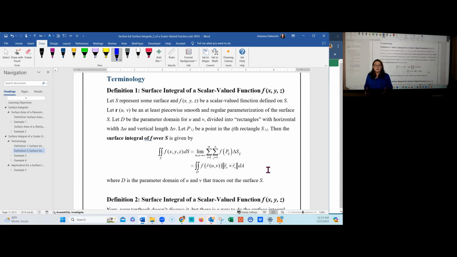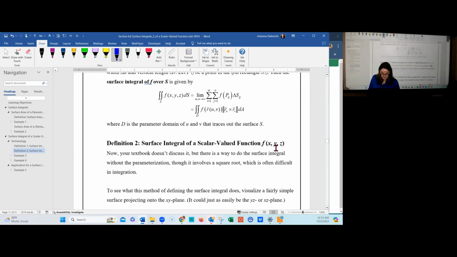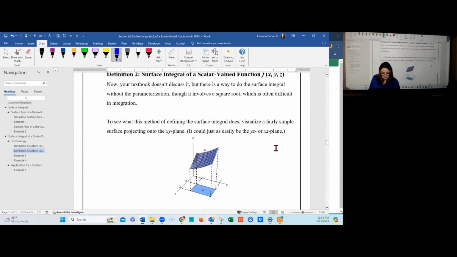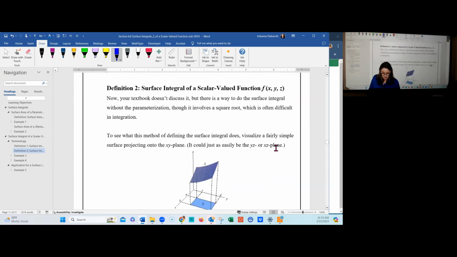So in actual fact, you've been doing a surface integral. The surface area is a surface integral where the function is simply the number 1. Now, this is our first formula, which is going to give us f of r of u and v multiplied by the magnitude of that cross product. There is another way of thinking about this. It's not covered in the textbook, but there is another way of doing it without the parameterization.